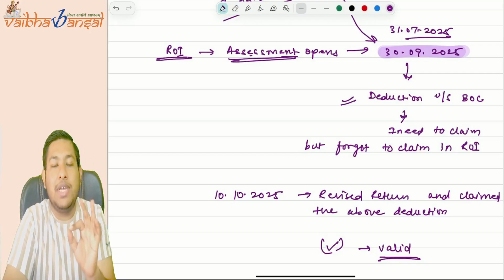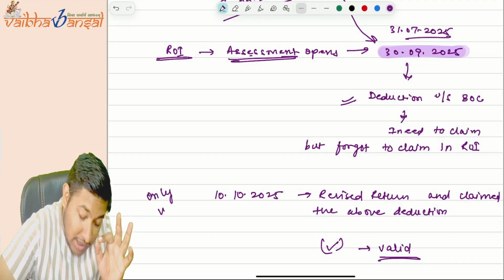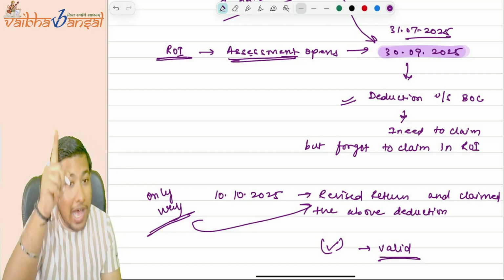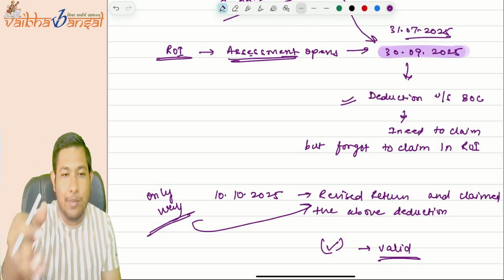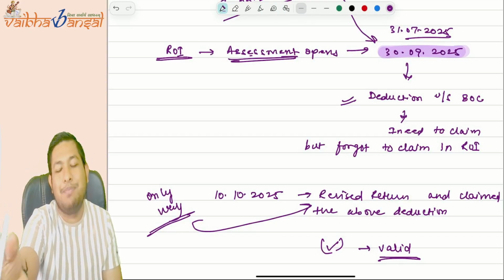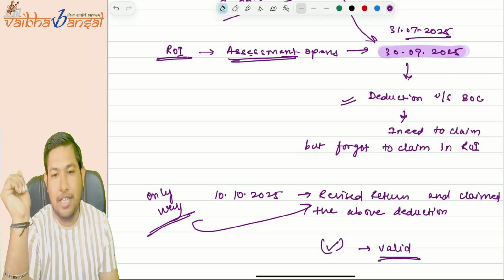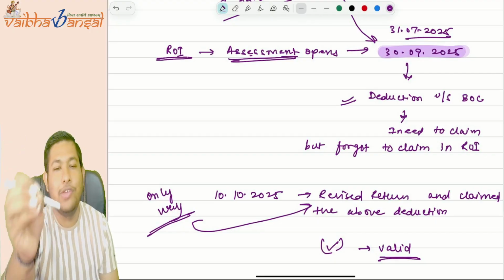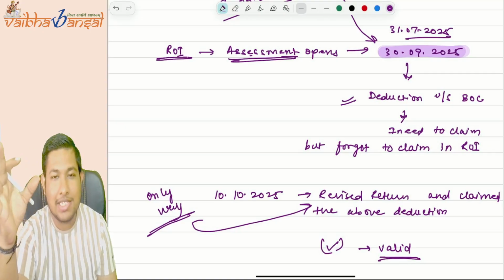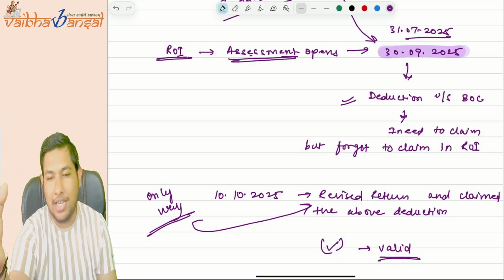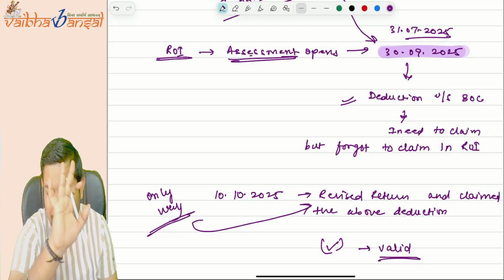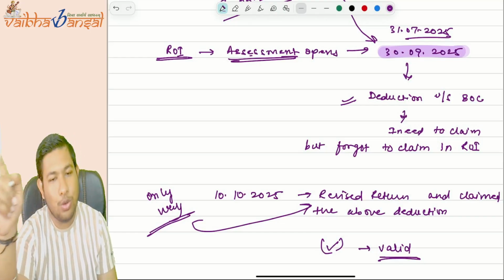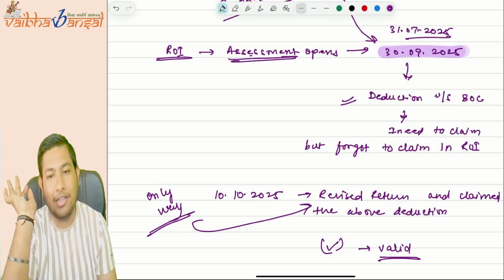But the only way is to file the revised return and claim it. You cannot ask the assessing officer directly, please give me the deduction now. This will not work. You have to give the revised return to the assessing officer, then only he will consider it. You cannot ask the assessing officer directly to consider this particular claim. He will not consider it. If you want him to consider that claim, then please go and file what? Revised return. Understood or not?